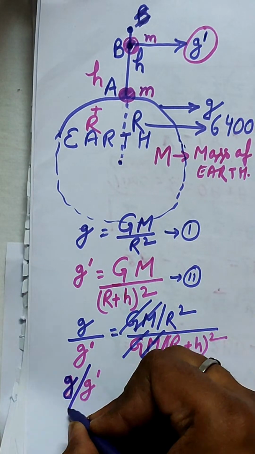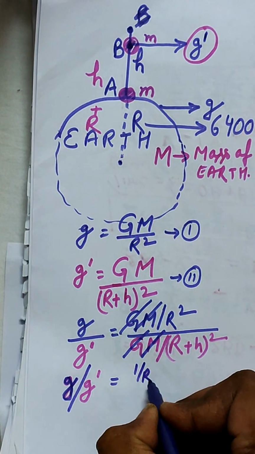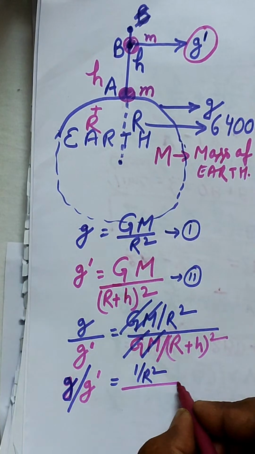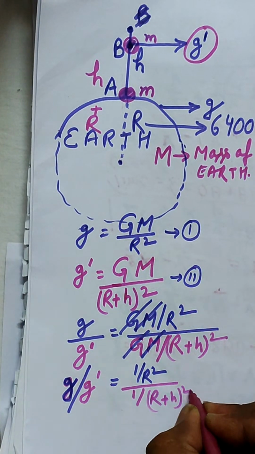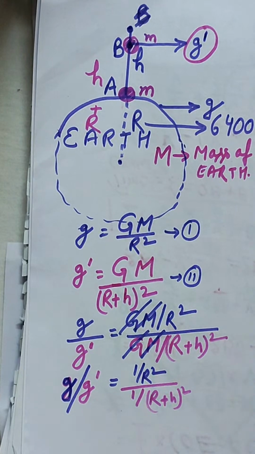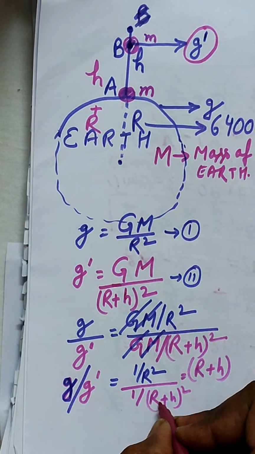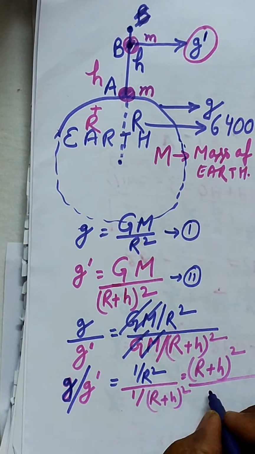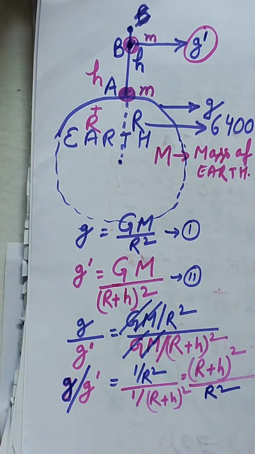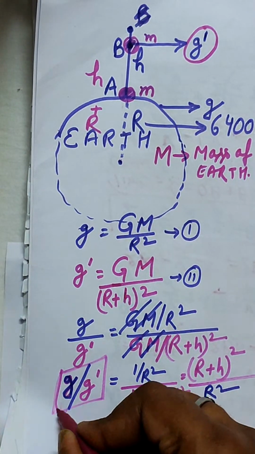g by g dot, the relation is coming to you as 1 by R square divided by 1 by R plus h whole square, which will give you, this denominator will be coming into the numerator, divided by R square.